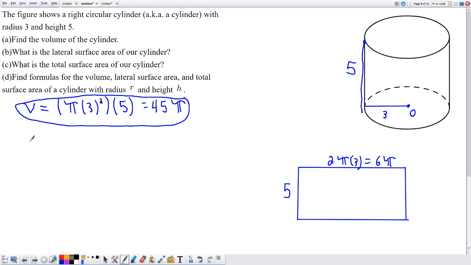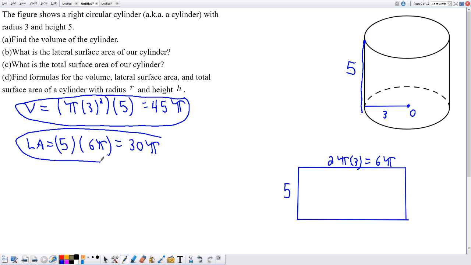Therefore, we just have to find the area of a rectangle now. So the lateral area is the length times width, so 5 times 6 pi, which gives us 30 pi. So that is part B.